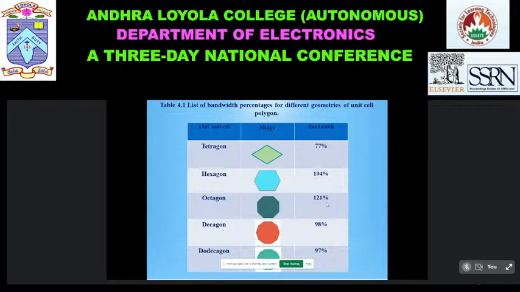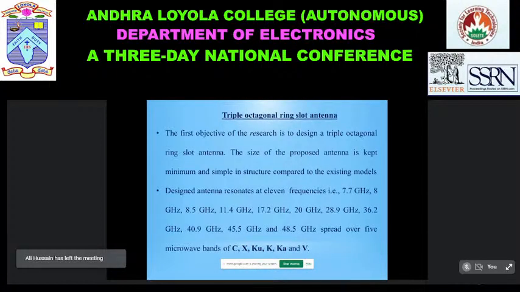Actually, this is the extension of previous work done by me, single and double octagonal ring slot antennas. This antenna can resonate at frequencies from 7.7 gigahertz to 48.5 gigahertz. So it resonates at approximately 11 frequencies and covers microwave frequency band applications: C, X, Ku, K, Ka and V band applications. That is the main advantage of this triple octagonal ring slot antenna, and the size is also very small; we can compare that size with a 1 rupee coin.